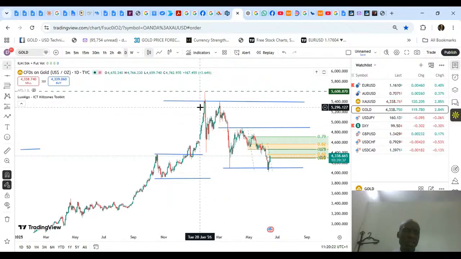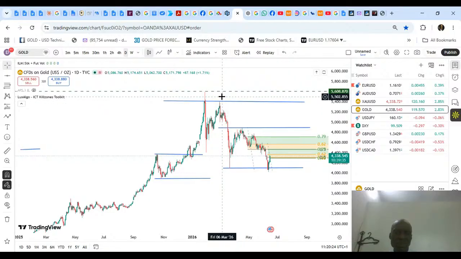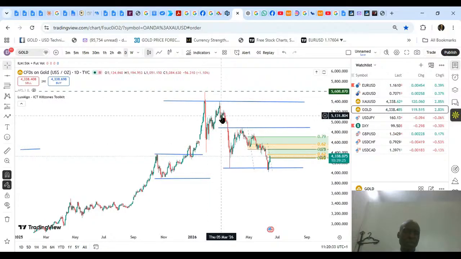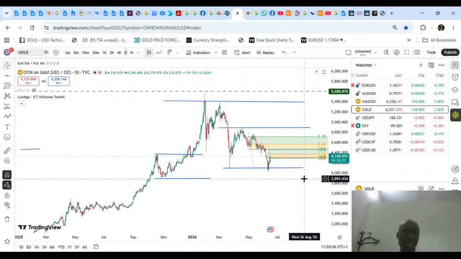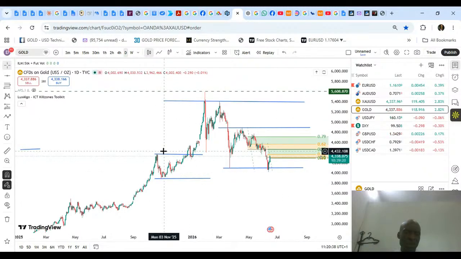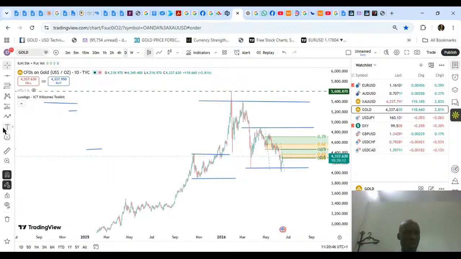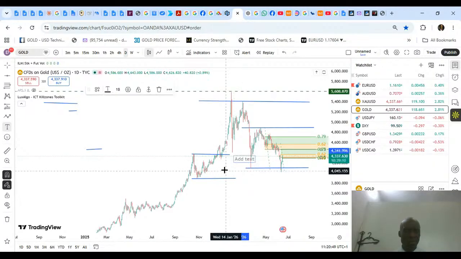But for now, the market got to this level at 5,608. And since then, we can see that it's pulled back and it's been on a downtrend since. How do we know that it's on a downtrend? Now look at it. Let me label this for clarity purposes. Here is a higher low.